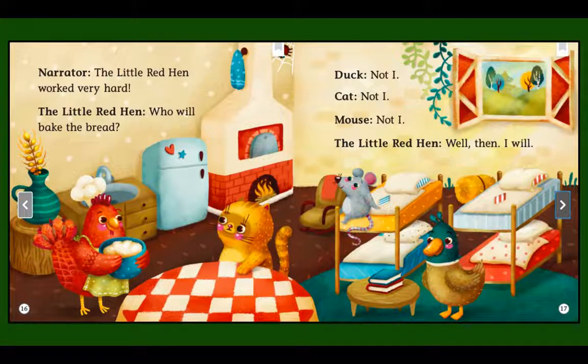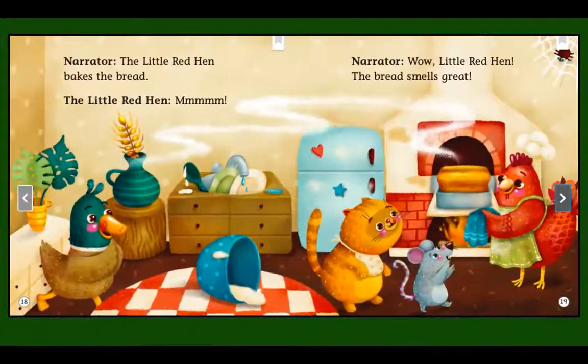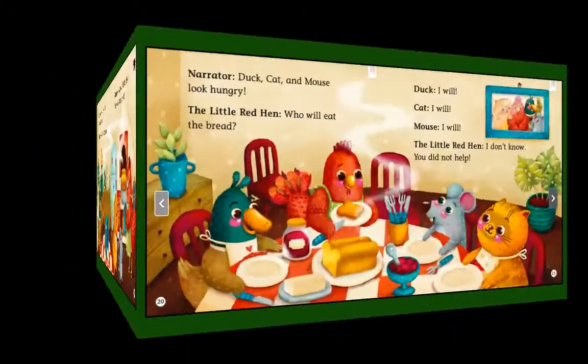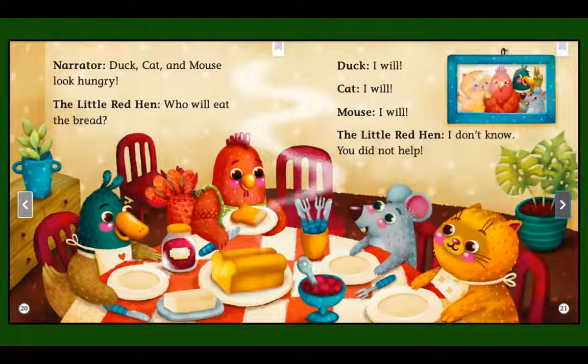The Little Red Hen worked very hard. Who will bake the bread? Not I. Well, then I will. The Little Red Hen bakes the bread. Mmm! Wow, the Little Red Hen, the bread smells great. Duck, Cat, and Mouse look hungry.